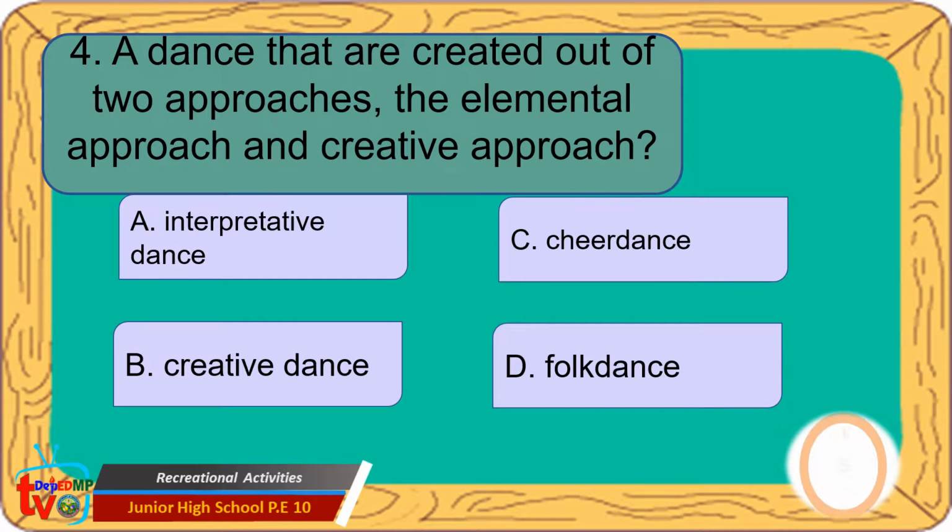Number 4. A dance that is created out of 2 approaches, the elemental approach and creative approach. A. Interpretative dance. B. Creative dance. C. Cheer dance. D. Folk dance. The correct answer is letter B. Creative dance.